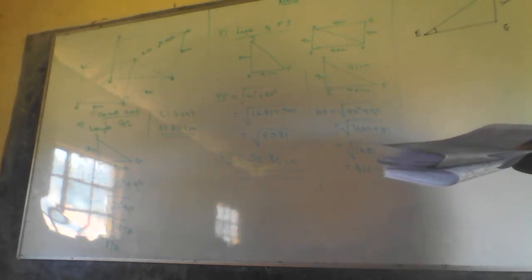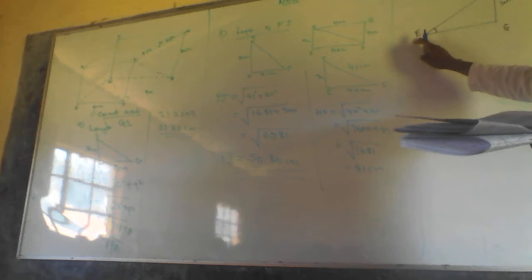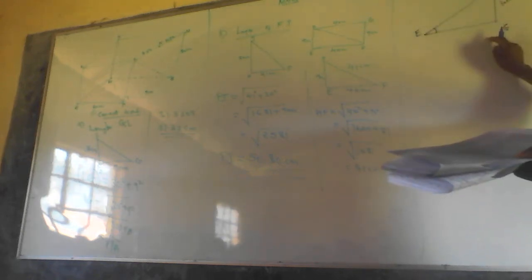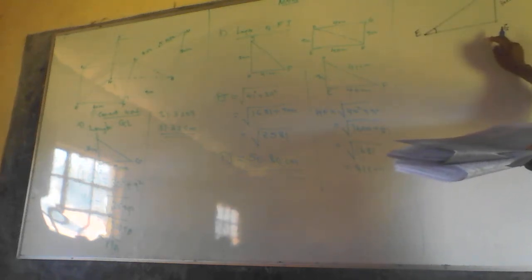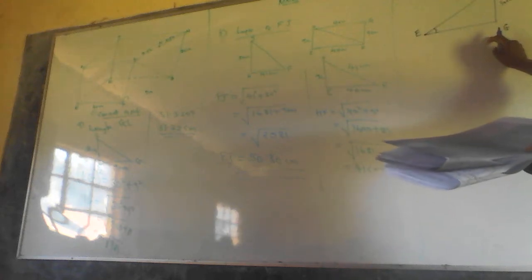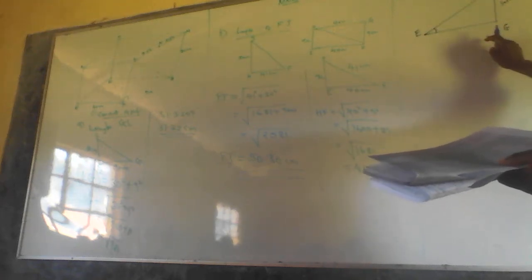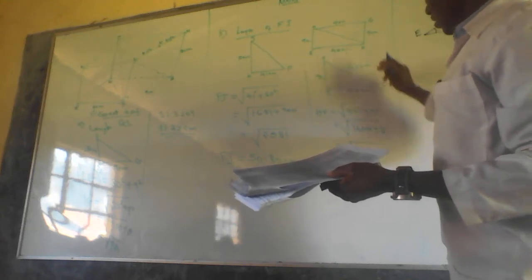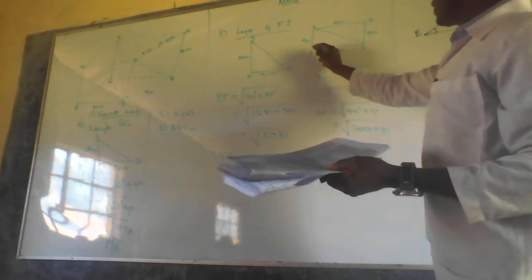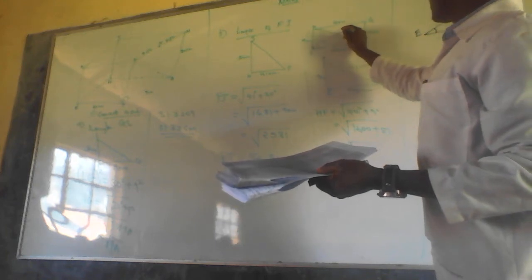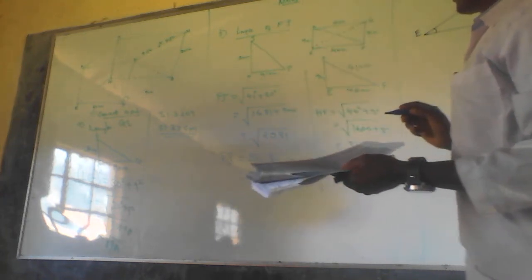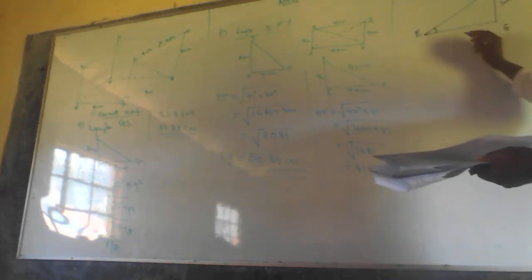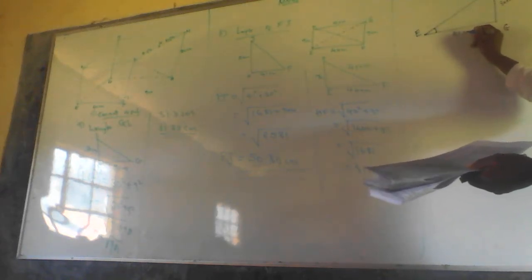Another? E, G. What is EG? 41. Have we done that calculation? Yes. What is our EG? This one. Are they the same? If they are the same, we know EG, which is 41 centimeters.